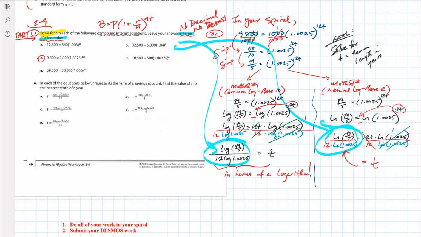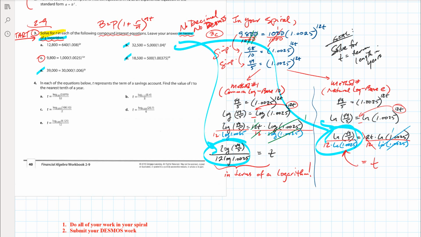Now, what I want you guys to do tonight are a few other ones here. I want you to do part E, part B, and then part D. So do three more here. Check the publisher to make sure you're getting the right results.